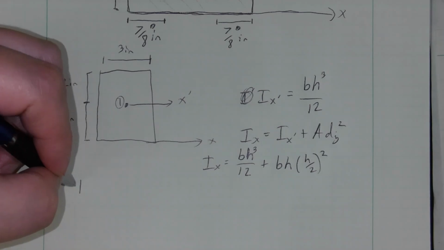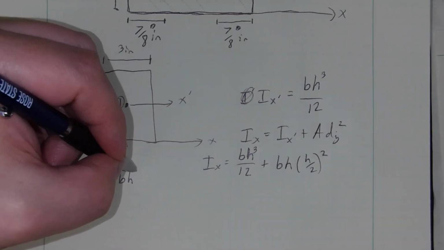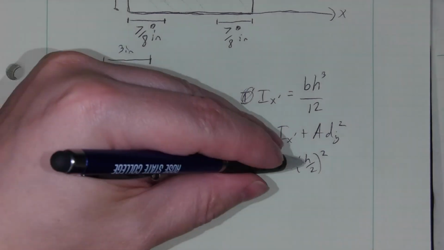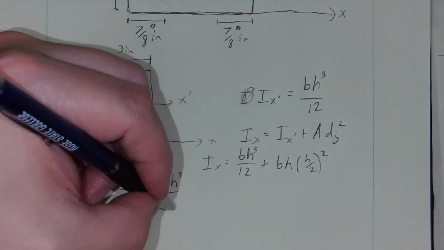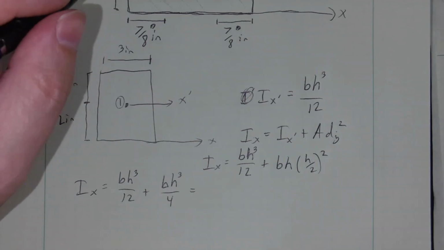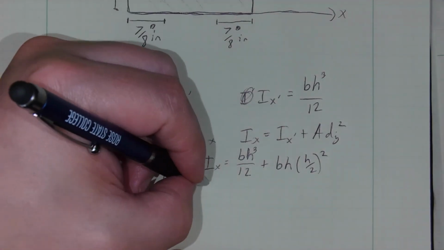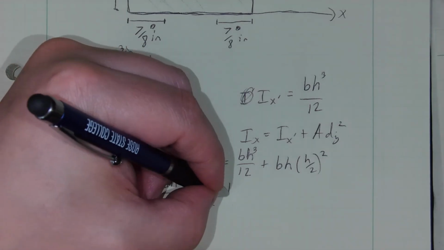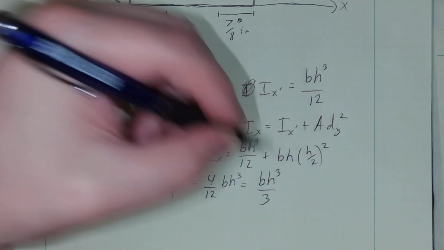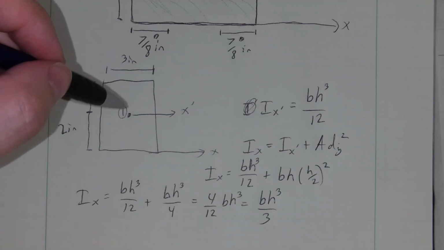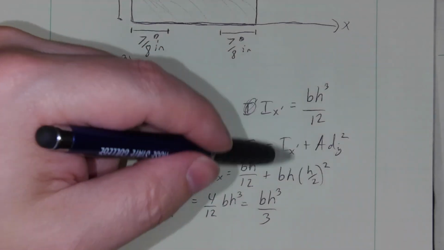Because I want you to see there's actually a formula I could use here that's always going to be true. This is bh cubed over 12 plus bh cubed, and this is over 2 squared, which is 4. So this is over 12, and this is over 4. So this would be 3 over 12, so it's going to be 4 over 12 bh cubed, or bh cubed over 3. For any rectangle, if I want to know the moment of inertia about the bottom edge, you could do this and derive it out.